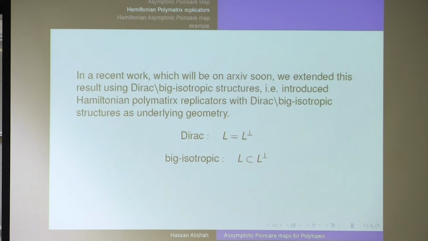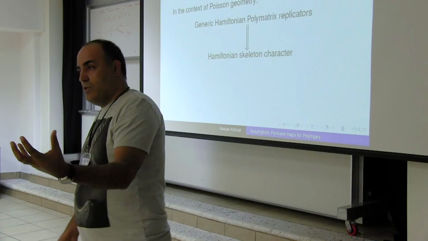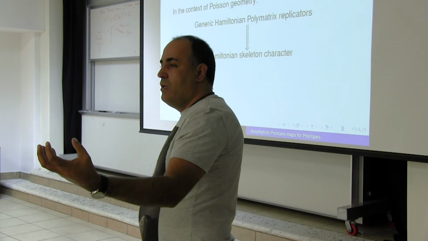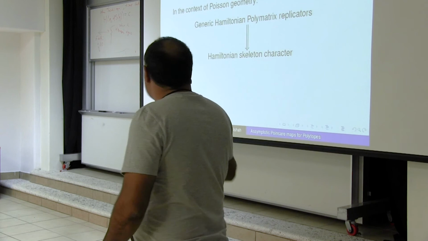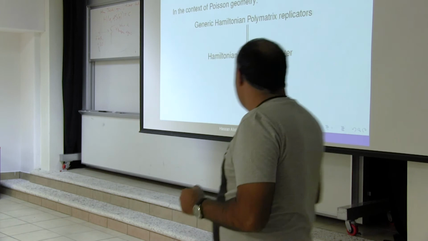In a recent result, I generalized this using Dirac structures. And finally, I'm not going to go further. For a generic polymatrix replicator, if you have a Hamiltonian vector field, if the payoff matrix is antisymmetric, then this skeleton vector field is also a Hamiltonian vector field, or the asymptotic Poincaré map is also Hamiltonian. So I think this is what I wanted to say. I stop here.